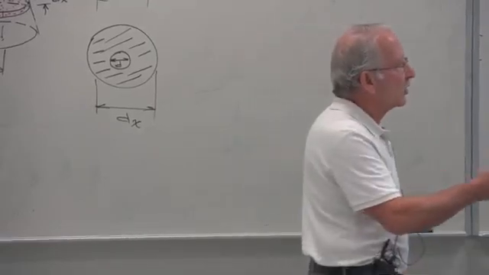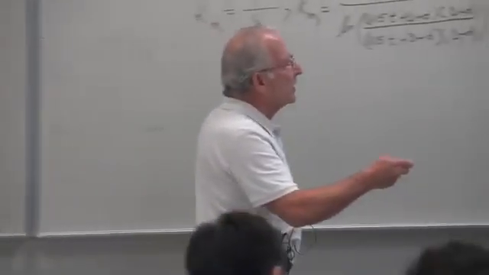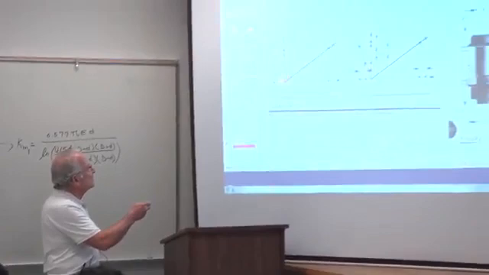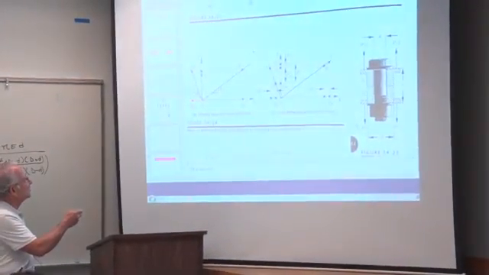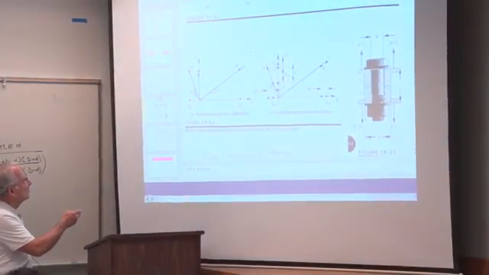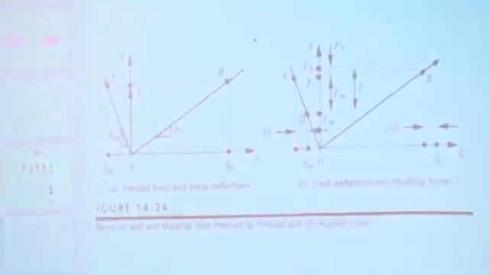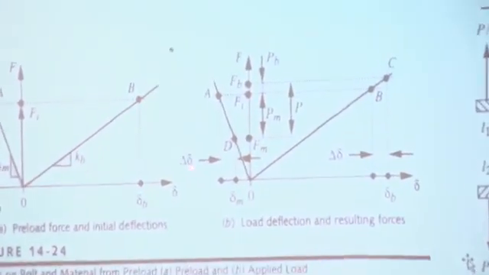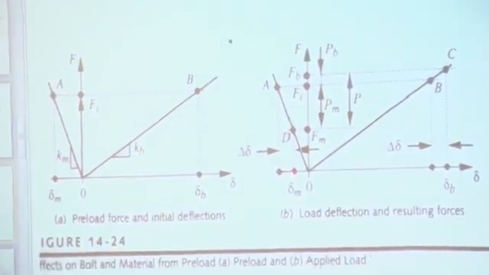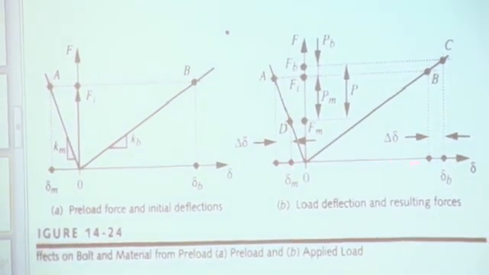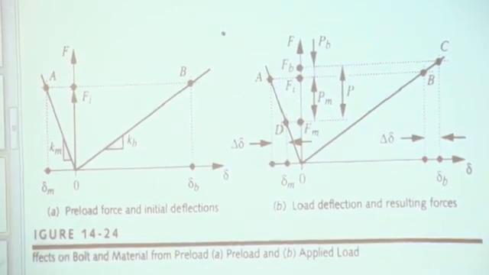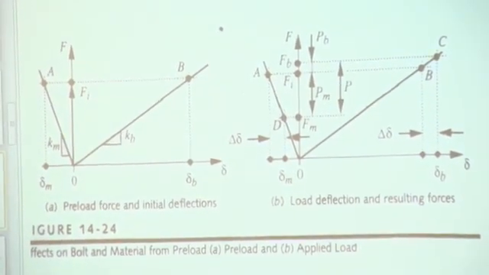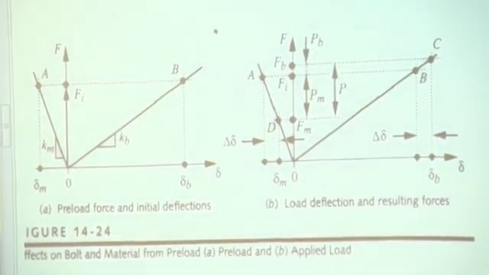So, take a look here. This is the compression in the members due to the preload. Once I apply the externally applied load, I take that much off. Delta, delta, that much. So I'm over here now. The same amount is added to the bolt because I'm stretching the bolt now by the externally applied load.